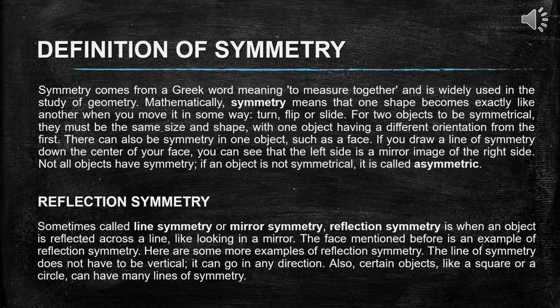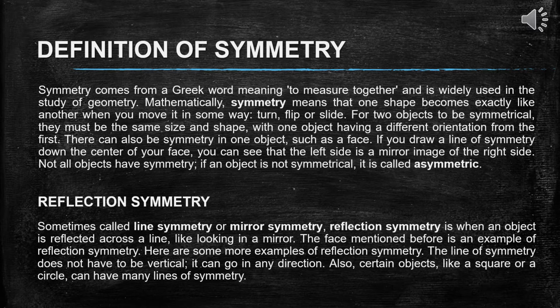There can also be symmetry in one object, such as a face. If you draw a line of symmetry down the center of your face, you can see that the left side is a mirror image of the right side. Not all objects have symmetry. If an object is not symmetrical, it is called asymmetric.